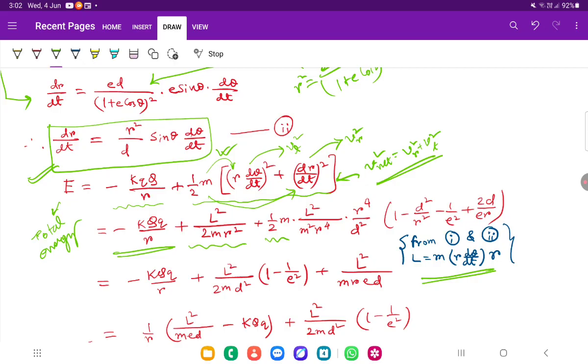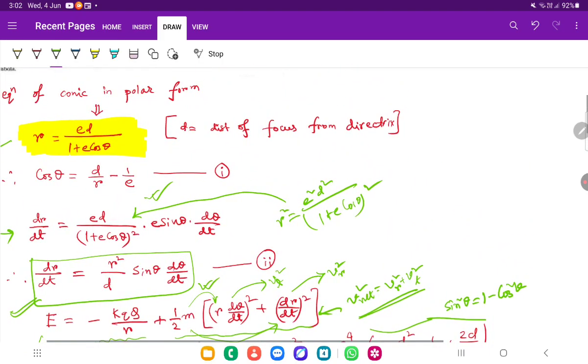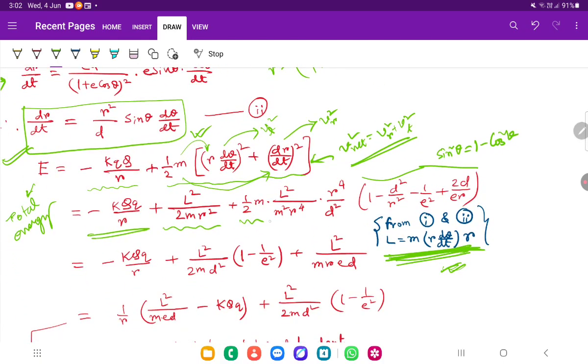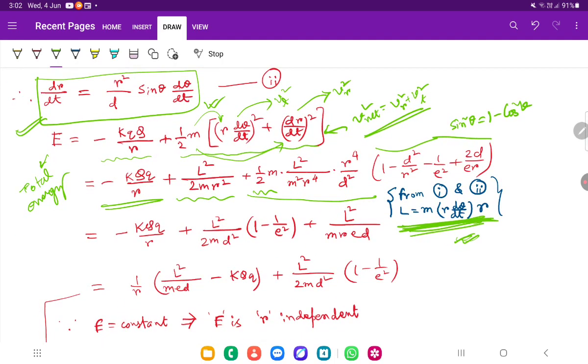So if you have d theta dt square, you can relate that with this equation, L equal to m r d theta dt into r. And you will get also one sine square theta term, and I have written this as 1 minus cos square theta terms, and here is the cos theta. I have already found out. That was the purpose. So you just once go through this calculation. I think you can understand this by your own.